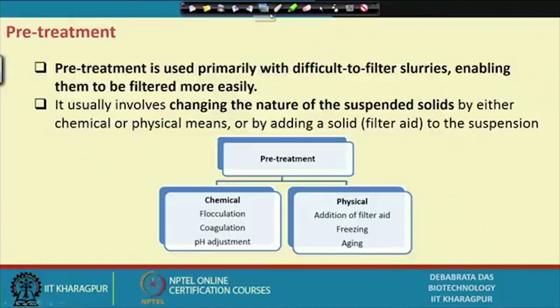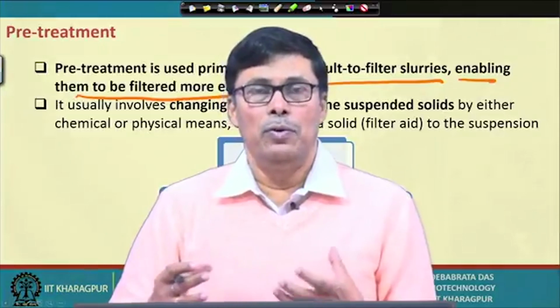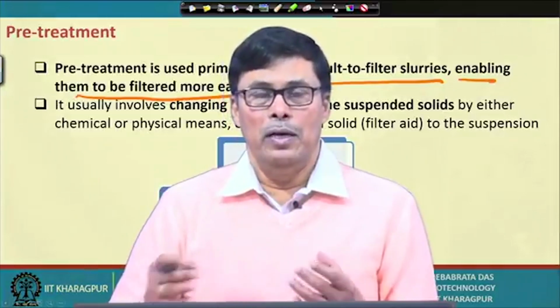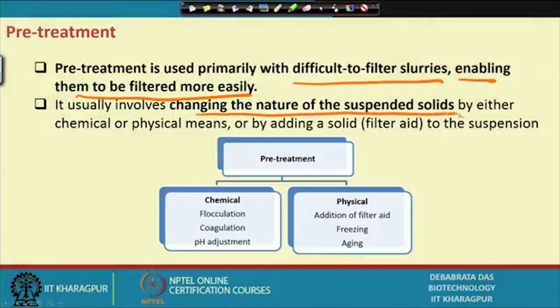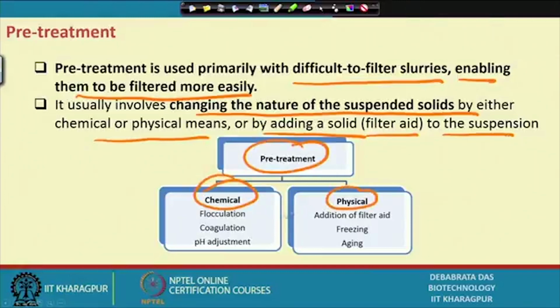Now some pre-treatment is required, used primarily for difficult-to-filter slurry, enabling it to be filtered more easily. So first we separate out the bigger cells, so the small cells will not pose much of a problem to the separation processes. It usually involves changing the nature of the suspended solid by either chemical or physical means, or by adding a solid filter aid to the suspension. Now pre-treatment has two types, one is chemical and another is physical.